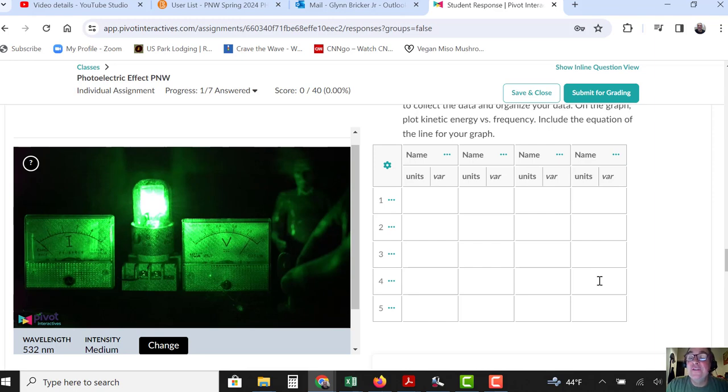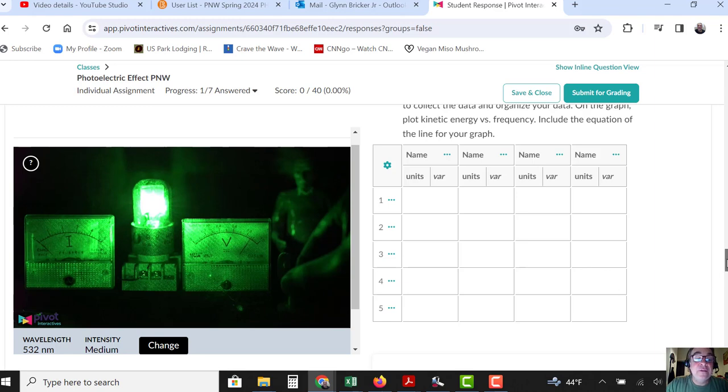So what is the kinetic energy equal to? It's equal to the charge. It's an electron, so this column would be the kinetic energy. That's the charge, 1.6 times 10 to the minus 19th coulomb, and we just want the magnitude of it, times the voltage, the V stop. So Q times V stop, that is the kinetic energy. So you want to have a kinetic energy column.